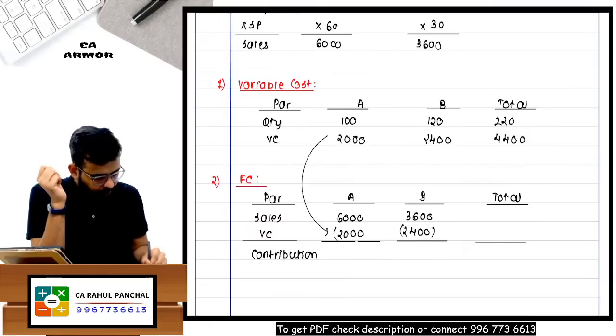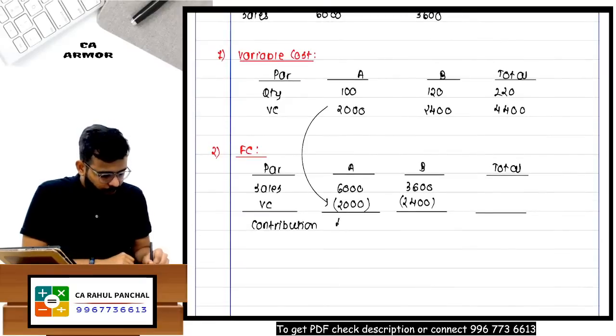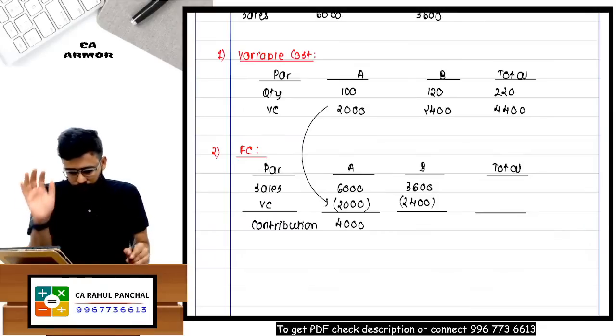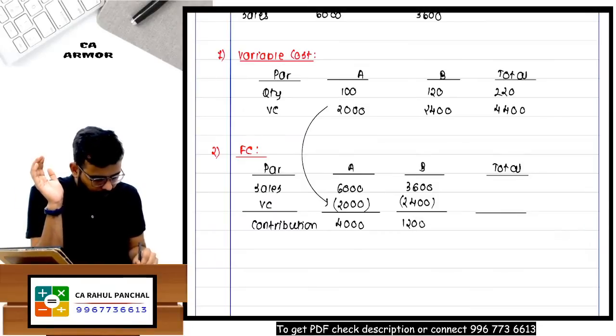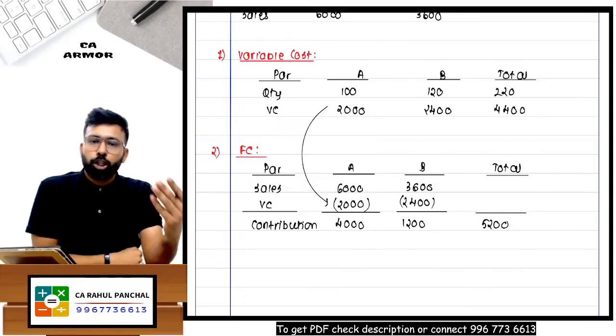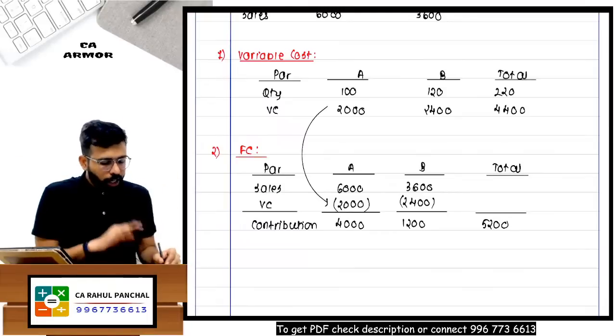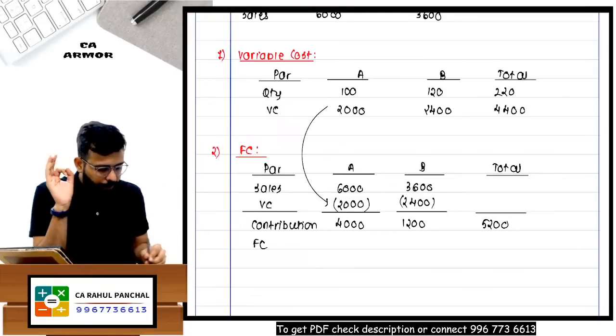Achha, once I do this, I will get this as 4000. I will get 3600 minus 2400. I will get 1200. Okay. And I will get 5700. This is known as contribution margin. A gives me this much contribution, B gives me this much contribution. Now, your fixed cost will be divided based on this ratio.